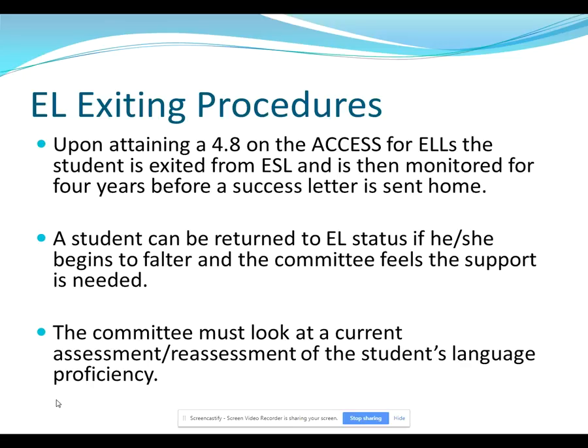Should there be an area of concern, and particularly a concern that the student's language has regressed, the student could be returned to the ESL program and reclassified as an EL student. This would be the result of a committee decision following a reassessment of a student's language proficiency level, and then a conversation about the additional supports and needs that a student had instructionally based on English language proficiency.